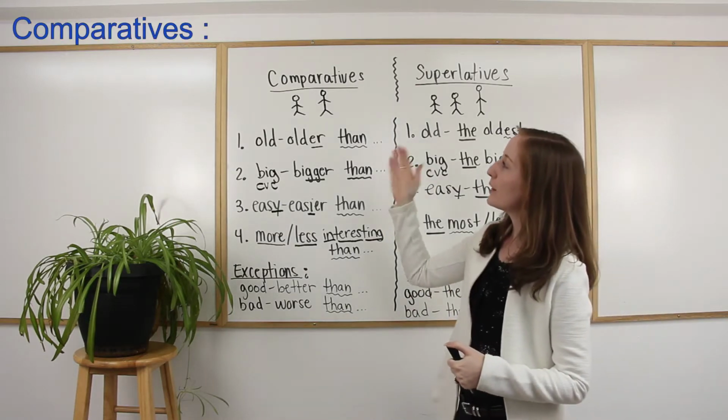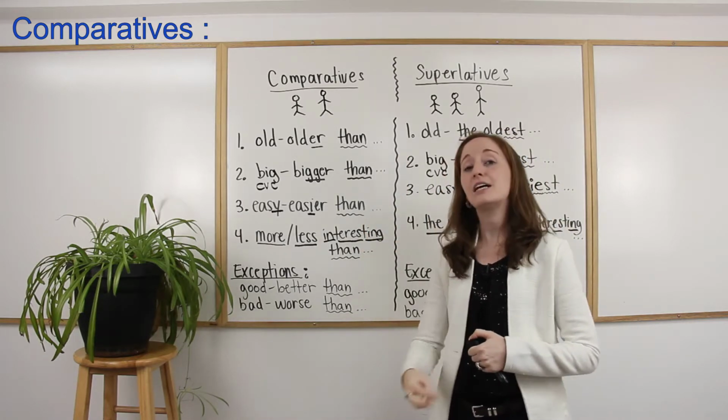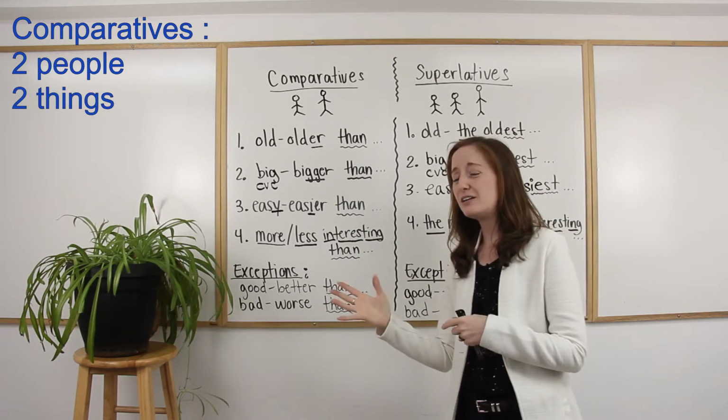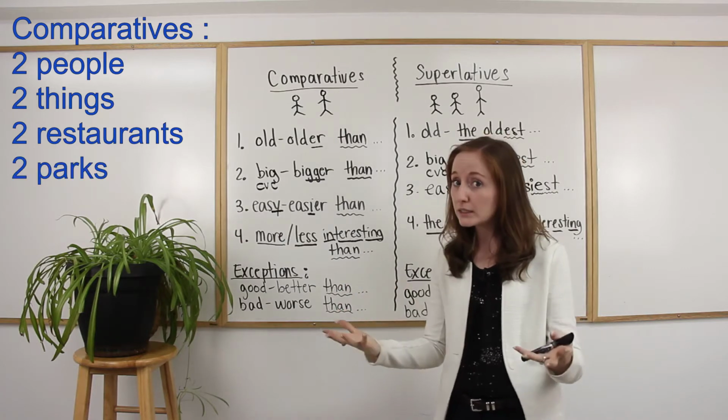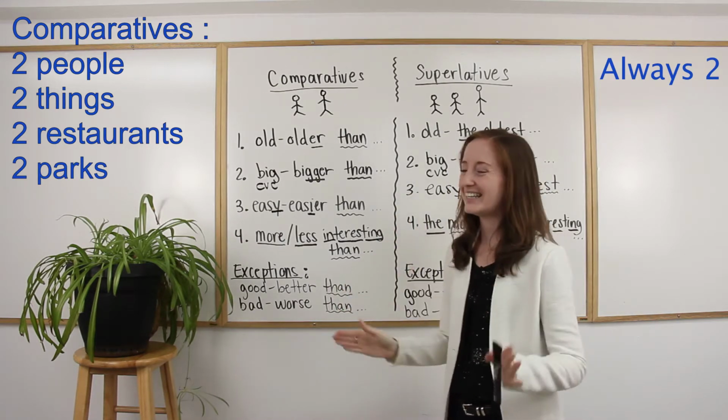So comparatives, it's very important when you want to make a comparative that you select two people, two things, two restaurants, two parks. It's always two and not more and not less.